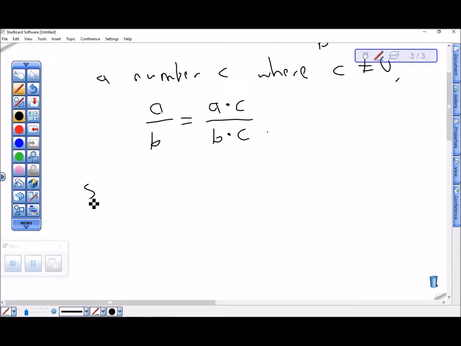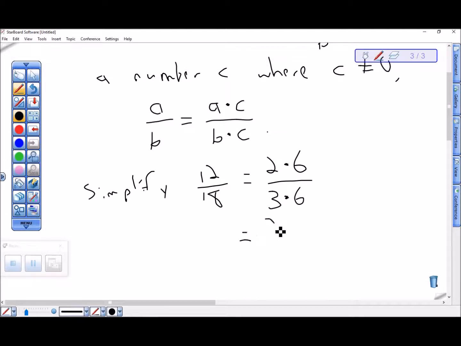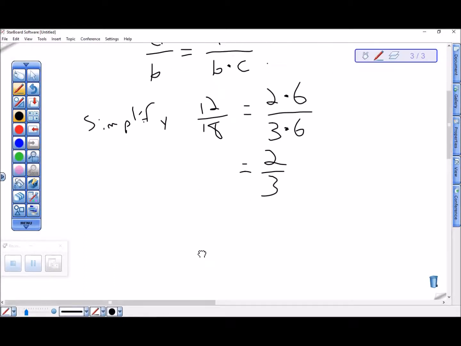If I wanted to simplify 12/18, the way I'm going to do that is I can recognize this is 2 times 6 divided by 3 times 6. And then from this property up here, since I have a 6 in the numerator and a 6 in the denominator in multiplication, I know that this is the same as 2/3. Okay, so the fundamental principle of rational numbers lets me simplify fractions when they have shared factors.